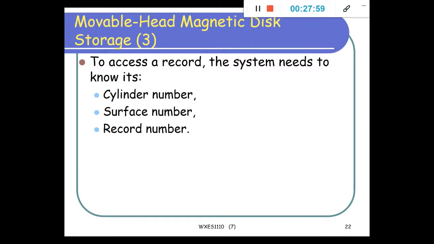To access a record, the system needs to know its cylinder number, so the arm can move the head to the correct cylinder. A surface number, so the proper read-write head is activated. And the record number, so the head knows when it should begin reading or writing.